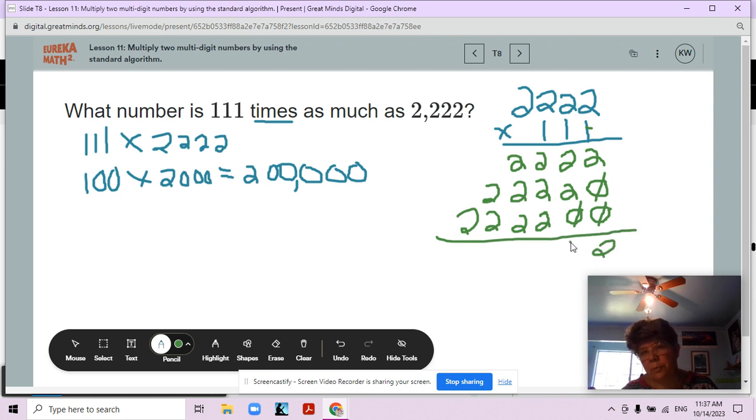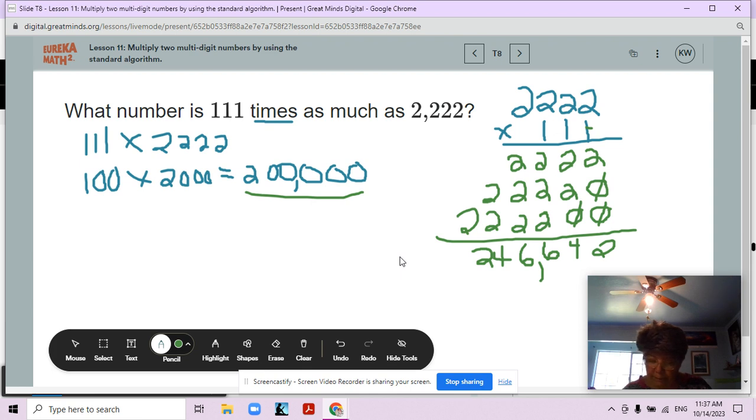2 plus 2 is 4. 6, 6, 4, and 2. So 246,642. Fairly close to our estimate of 200,000, right?